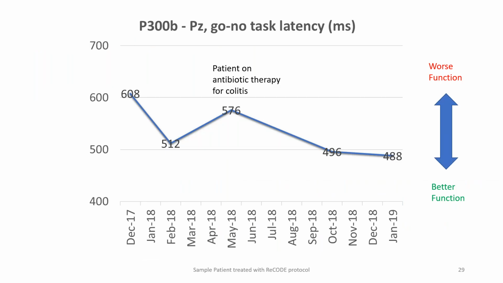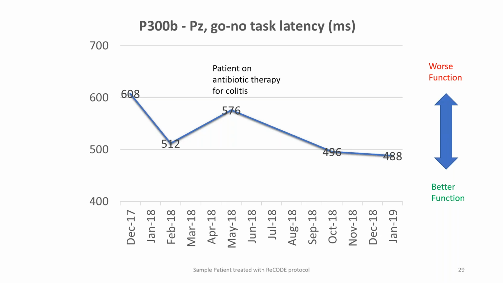This is one of our patients who was doing Dale Bredesen's program, which was quite involved, which I'll show you in a second. But she started out with a P300 of 608. That was a P3B of 608. And it dropped to 512 with treatment over the first couple of months.